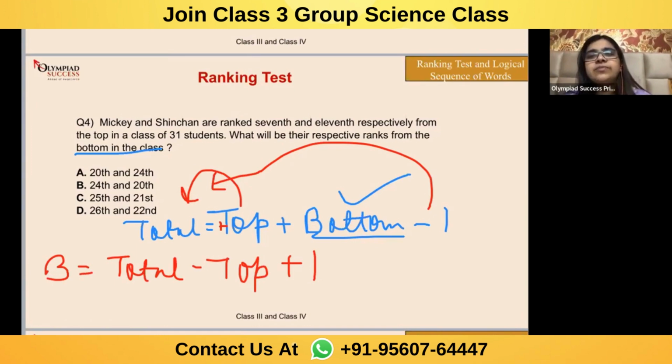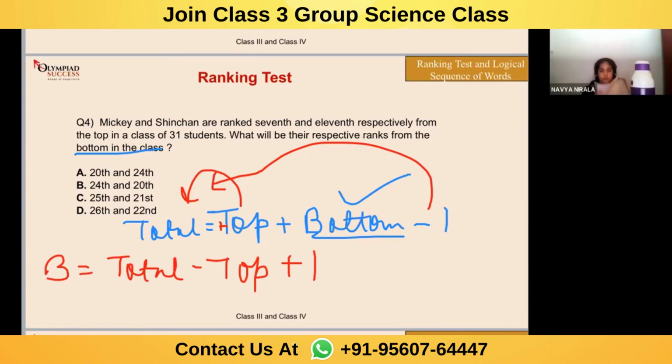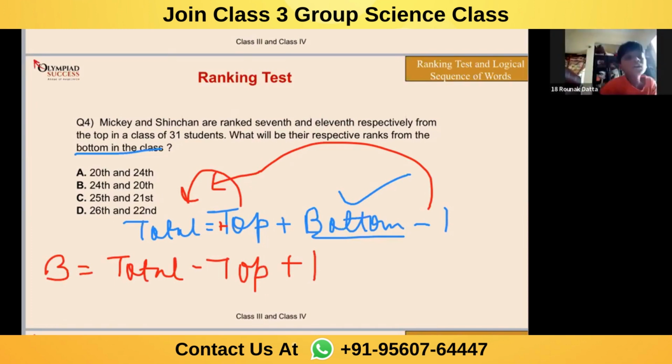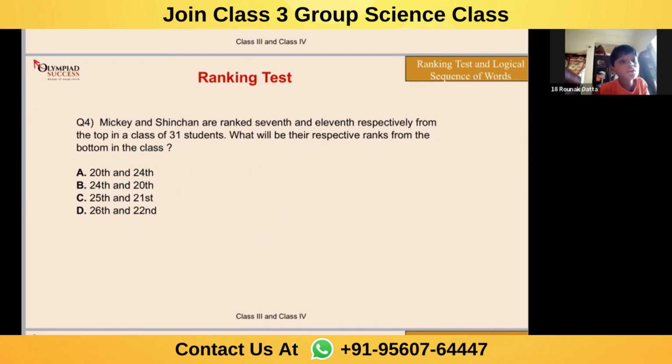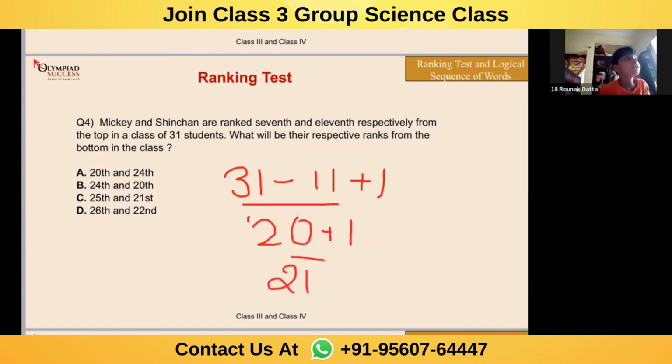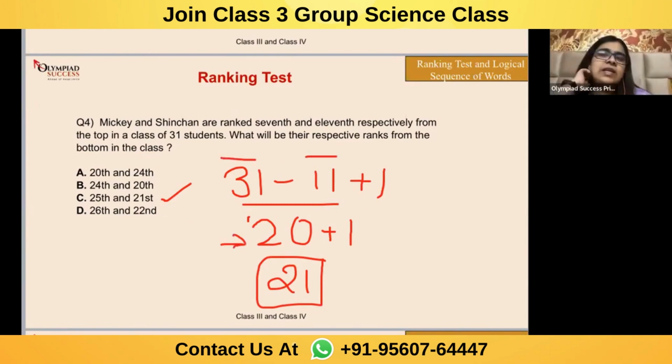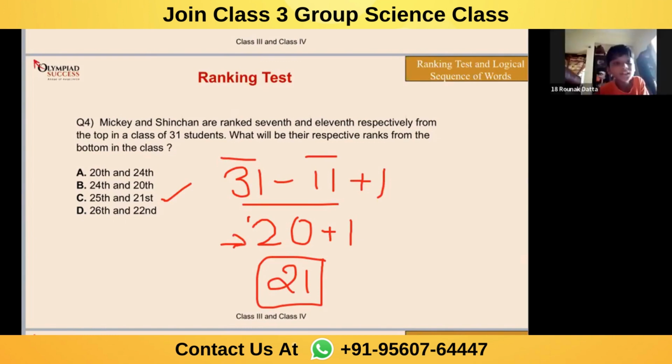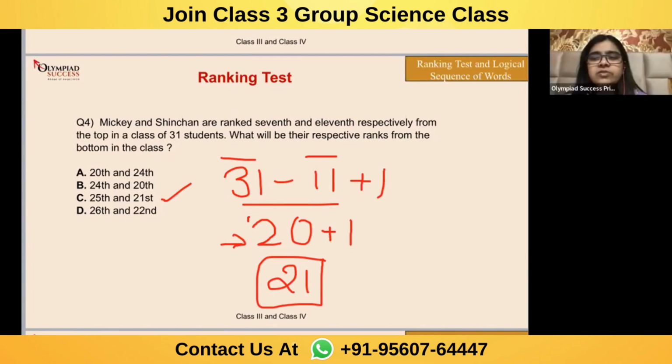Say, Rona. Ma'am, actually, when I thought of counting from the opposite side, I thought that it would be 28, but 28 was not in the options. So 31 minus 11 gives you 20, Ronak, and 20 plus 1 gives you 21. Understood? Yes. Okay, Rona.